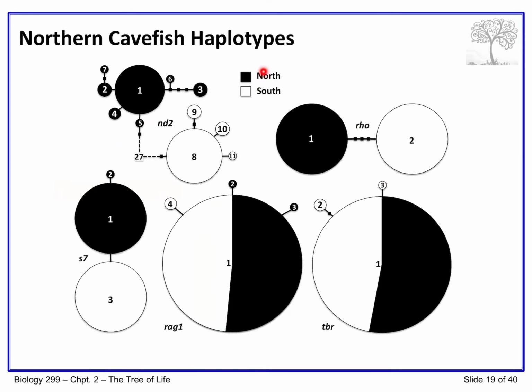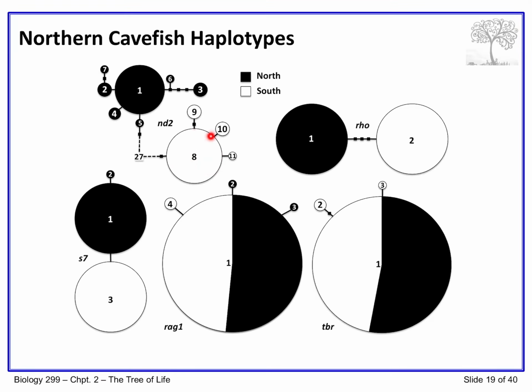And this is a haplotype network, a gene tree, showing that very thing. So first of all, the black are northern populations, Indiana populations. The white is southern or Kentucky populations. And what you're seeing here is haplotype networks for 5 different genes: the ND2 gene, the S7 gene, the Rho gene, the RAG1 gene, and the TBR gene. So look at the ND2 gene first. We see that we have an ancestral gene, presumably, that most individuals have, but some individuals in different caves in Indiana show different versions of that gene, different haplotypes, 1 through 7 here, for example.